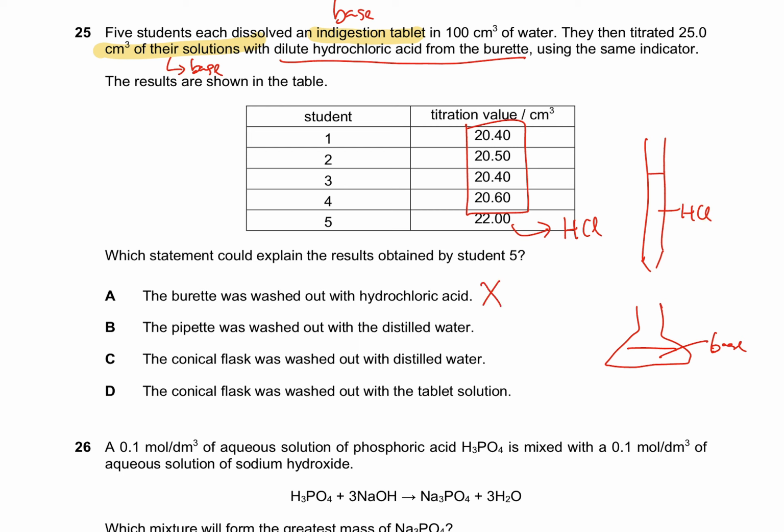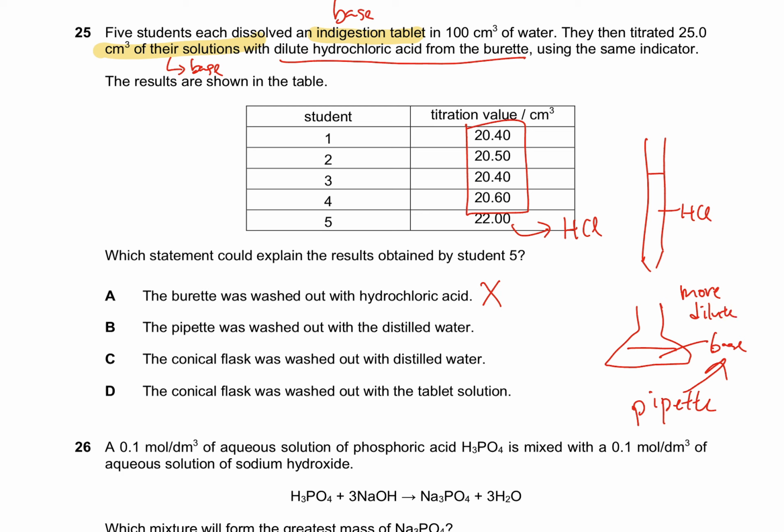Next, the pipette was washed with distilled water. So the pipette is the one that puts in the base. Now this is a wrong step. We all know that the pipette shouldn't be washed with distilled water. So let's see what happens. If I wash the pipette with distilled water, the pipette might have some distilled water left inside. If the pipette has some distilled water, the base that goes in will become more diluted, right? Because there's some water left.